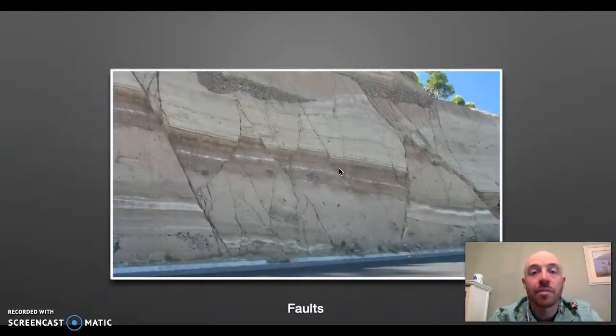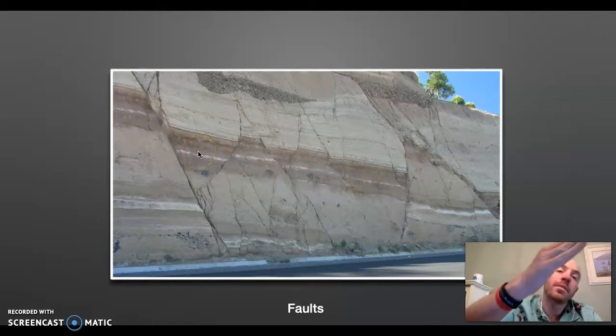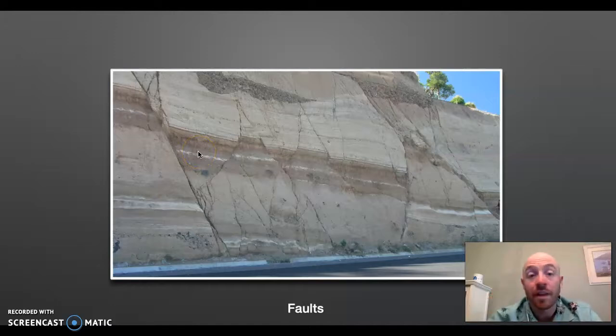Again, here's just another example of some faults. You can see the cracks in here. So again, this rock layer right here is not necessarily any different age than the layer that's here. And this layer is not necessarily any different from all the other ones either. They're the exact same, but the breakage along that fault line causes it to look like they are a different relative age.